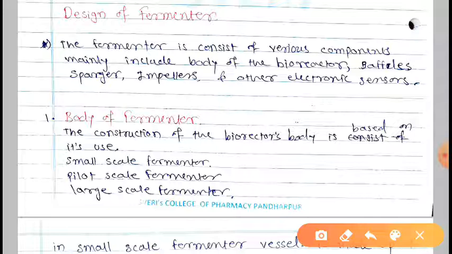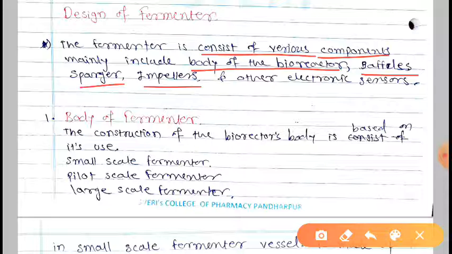So next is the design of the fermenter. The fermenter consists of various components. These components include the body of the bioreactor, baffles, sparger, impellers, and other electronic sensors. So these are the various parts of the fermenter.